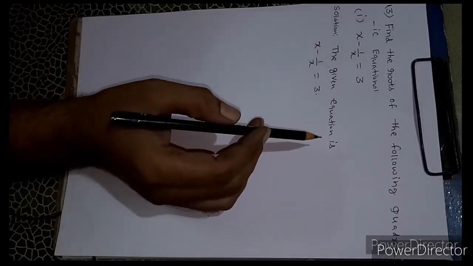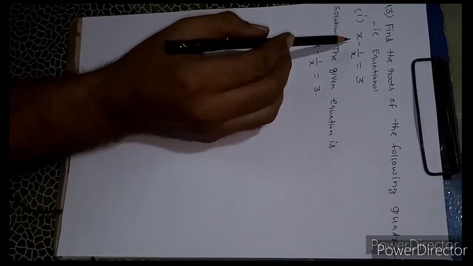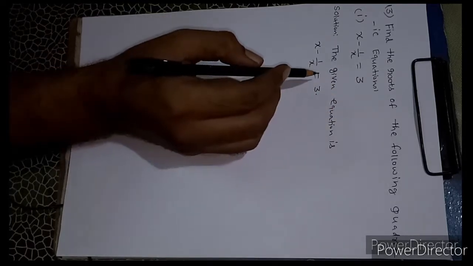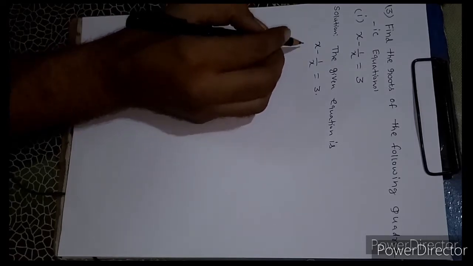Well, we have got the third sum. We have to find the roots of the equation x minus 1 by x equals 3. Here what we have to do, first we will write the equation and then we have to take the LCM of it.